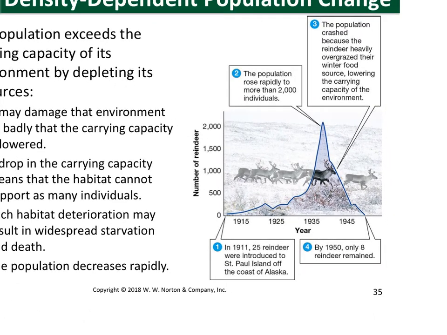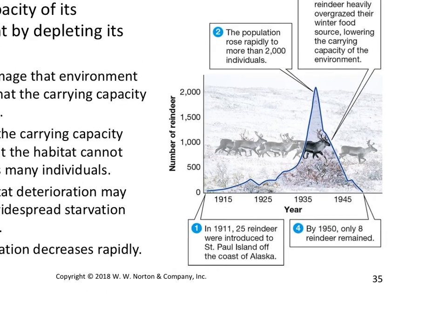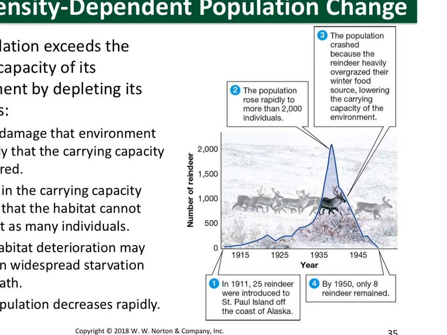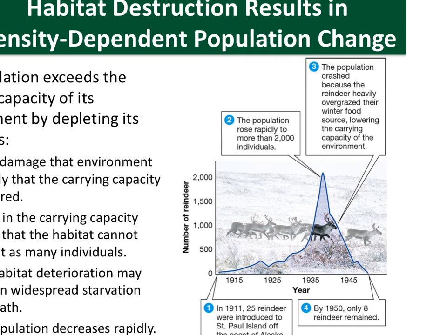Okay. So for example, here's 1911. These are reindeer. 25 reindeer were introduced on St. Paul Island off the coast of Alaska. So there were very few. And they started to grow in size. The population rose to more than 2,000 individuals right here, about 1940. And then they actually went above the carrying capacity and they crashed.